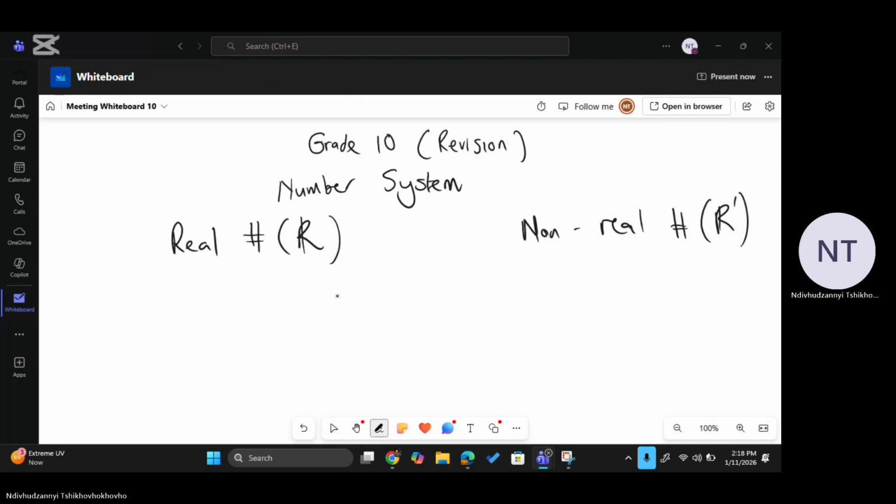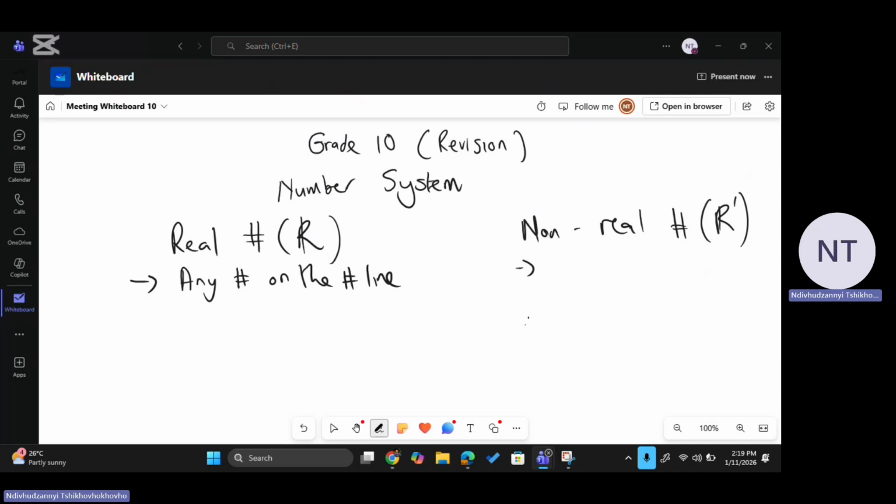So the definition of this one is straightforward. It's any number that falls on the number line. Then here I'll give you a cheat code to remember. To define a non-real number, you'd say it's a number that involves a square root of a negative number, right?